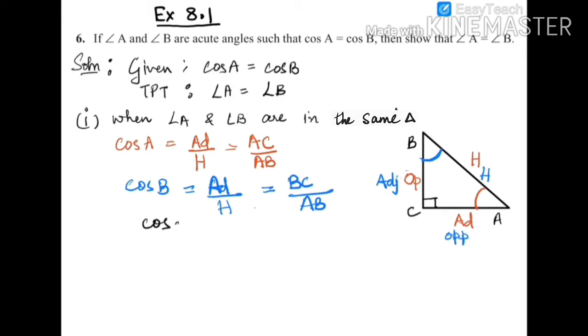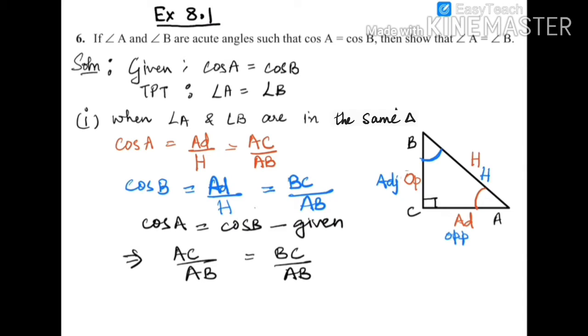Now we are given that cos A is equal to cos B. So this implies that the right hand sides of these two steps will be equal. So AC upon AB is equal to BC upon AB. Equal quantities can be cancelled. So we get AC equal to BC. Since two sides in this triangle are equal, we can say that the angles opposite to these two sides are also equal. So this implies angle B is equal to angle A.